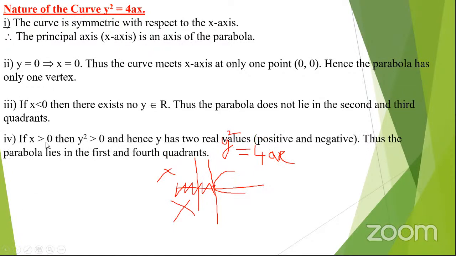If x is greater than 0, that means a is positive, then y square is also greater than 0, and hence y has two real values that we were discussing. Above and below we get two values. Thus the parabola lies in the first and fourth quadrant. So y square equal to 4ax extends only in the first and fourth quadrants.